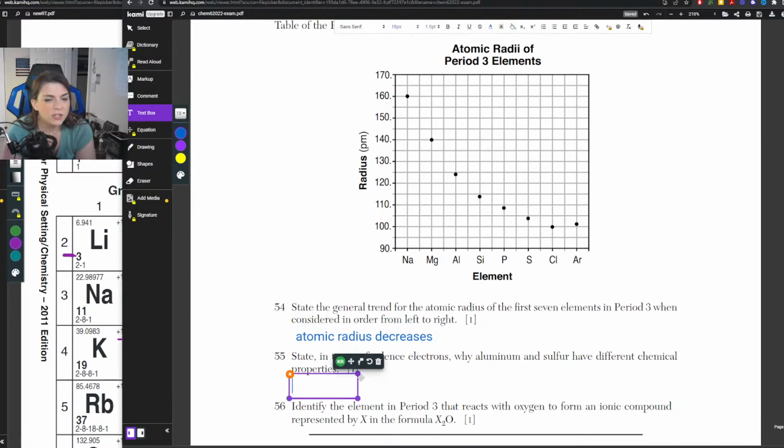State in terms of valence electrons why aluminum and sulfur have different chemical properties. Literally has nothing to do with this graph. This is why the part B2s are annoying. They give you this graph and you think it's all about the graph, but it's not. They have a different number of valence electrons. That's why.